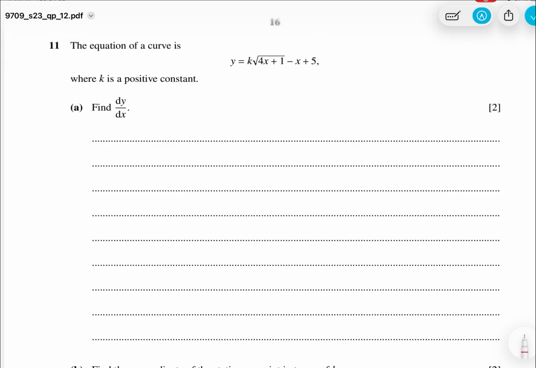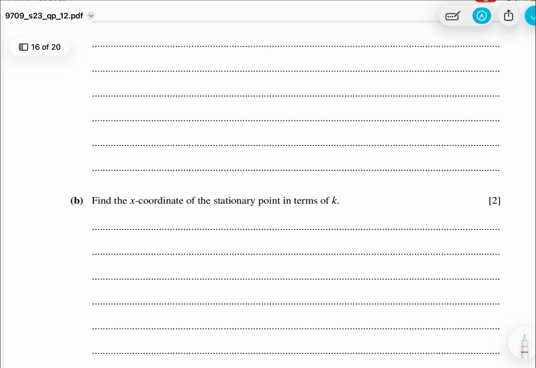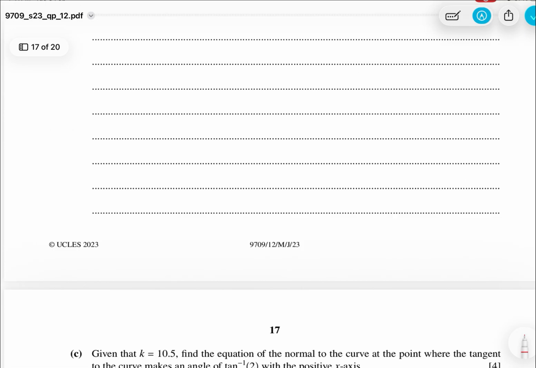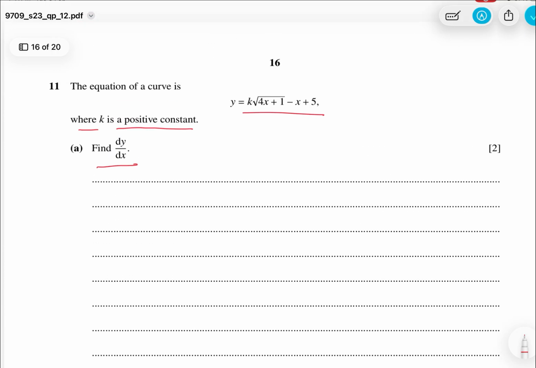Now, for this question, we have been given the equation of curve is this, where k is a positive constant. Find dy over dx. All right, this is the last question, I guess. Yes, this is the last question of the paper. Stay with me and let's solve this one as well.